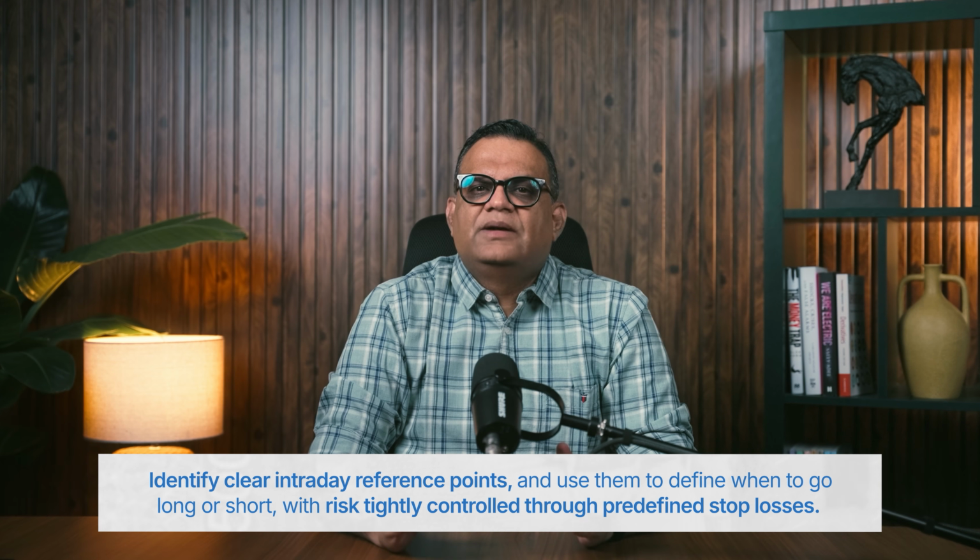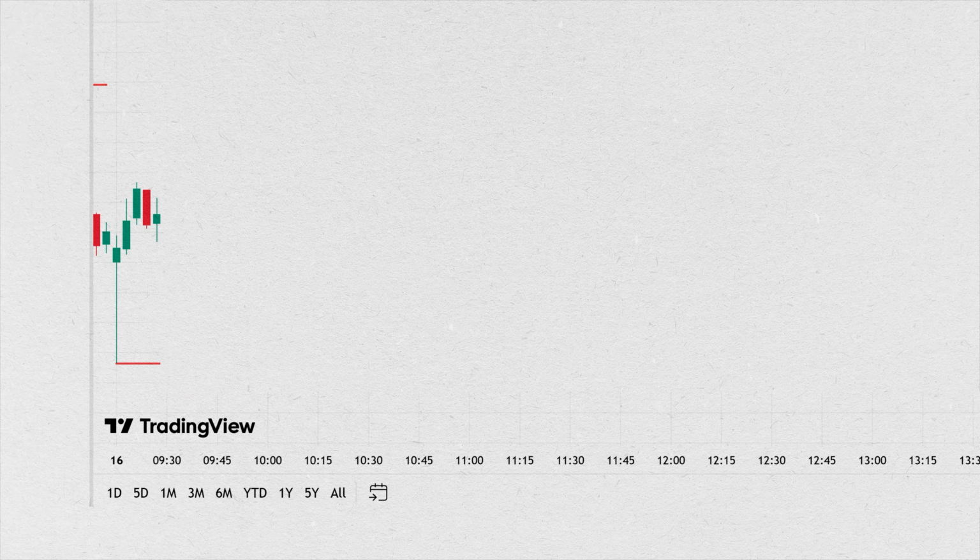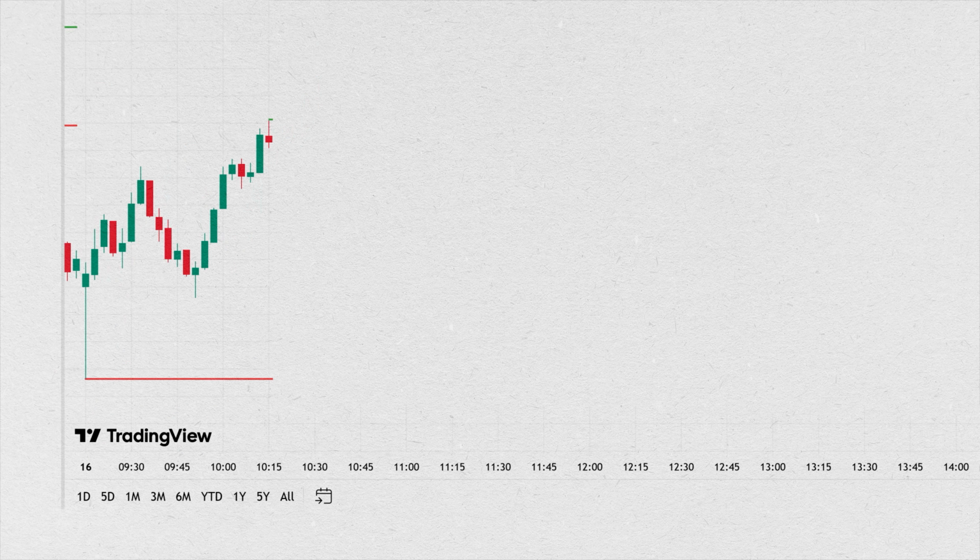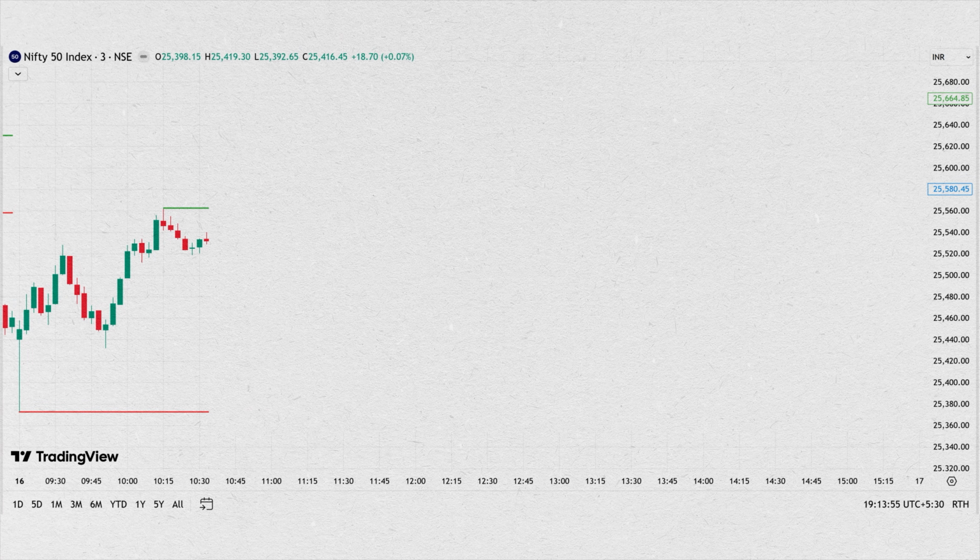At its heart, ORB is about market structure, letting the market reveal direction after the open and then responding to it with rules. Now that we have a reasonable understanding of what an ORB is, let's test it out on our favorite index, NIFTY. The hypothesis is simple and straightforward. We define a time-based opening range from 9:15 to 10:15 using 3-minute candlestick chart.